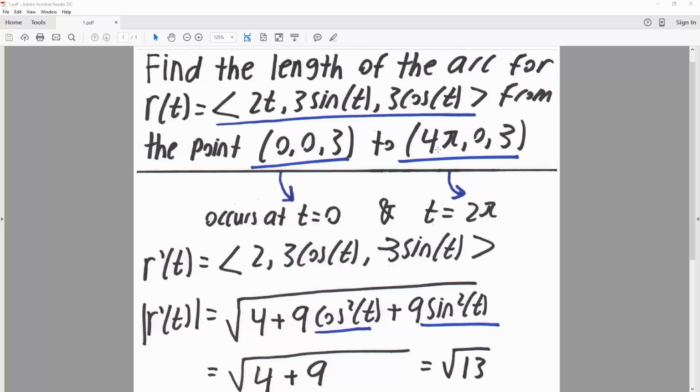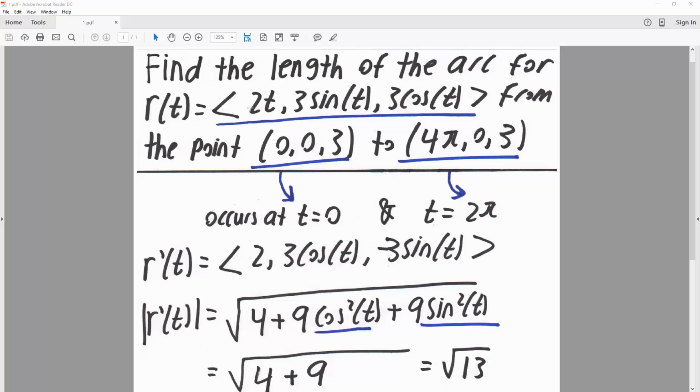Likewise, how can we get 4π? We can get 4π by having t equal to 2π. So 2π would give us 4π. 3 sine 2π would be 0. 3 cosine 2π would be 3. So that's correct. Our 2 points occur at t equals 0 and t equals 2π. And so the first thing in order to get the arc length would be to get the derivative of r(t).